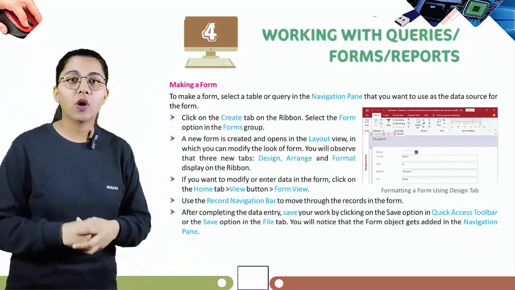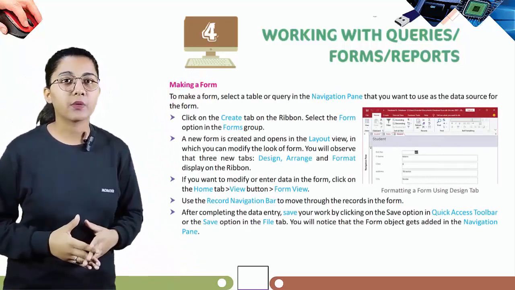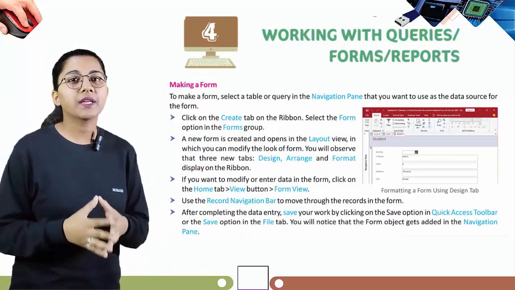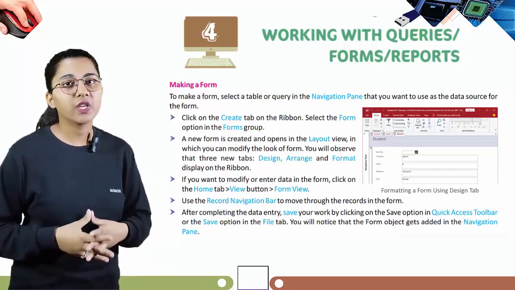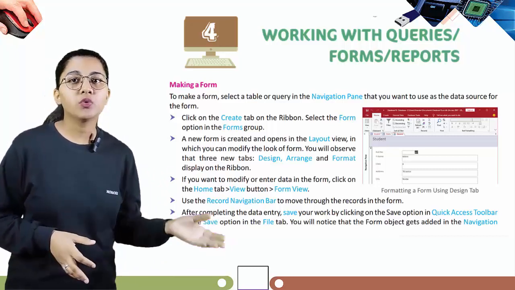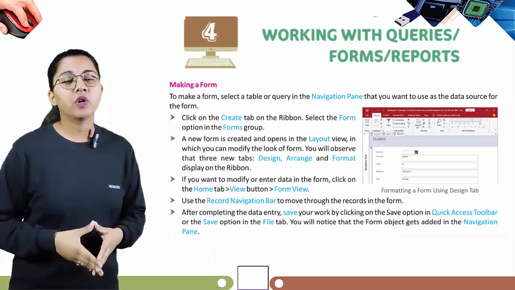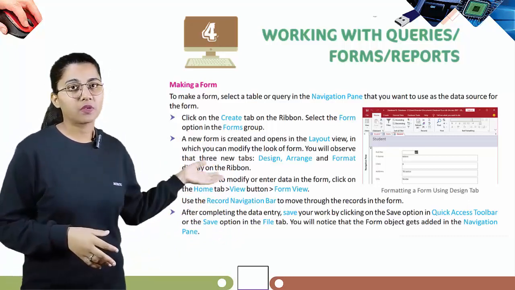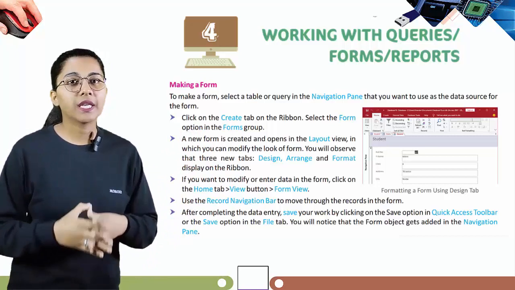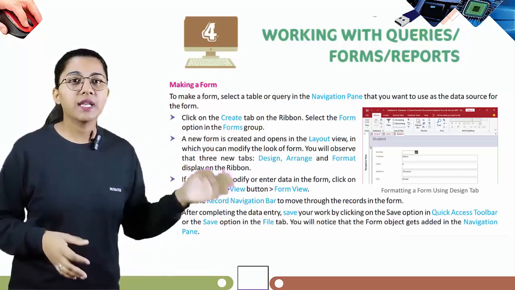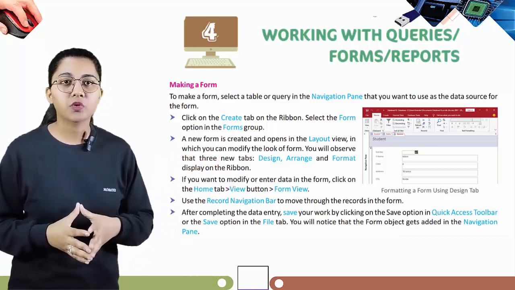How will you make a form in Access? Let's learn about it. To make a form, select a table or a query in the navigation pane that you want to use as the data source for the form. So if you want to make a form, you have to follow some steps. First one is click on the Create tab on the ribbon. Select the Form option in the Forms group.